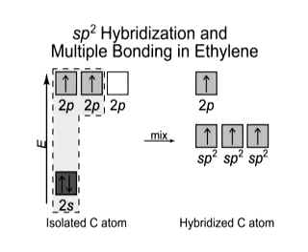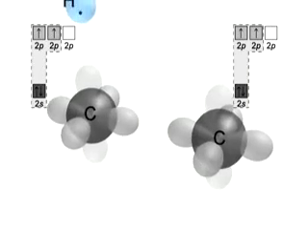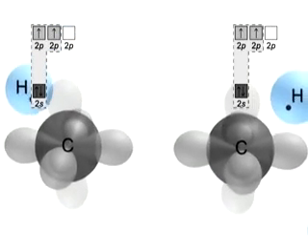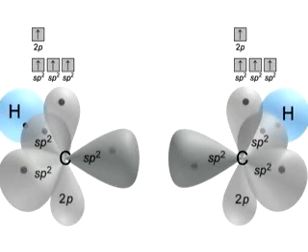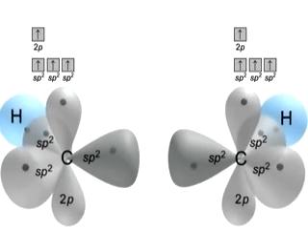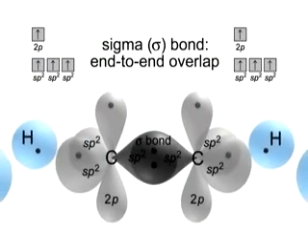unhybridized 2p. Let's examine the orbital view and highlight the two ways carbon orbitals overlap to create a double bond. Here, each carbon is undergoing sp2 hybridization. Note how the unhybridized 2p orbitals lie perpendicular to the trigonal plane of sp2 hybrids. The two sp2 orbitals facing each other overlap end to end. The bond they form is called a sigma bond.